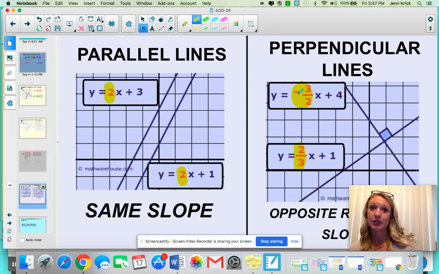If I told you that a slope was 1/7, and I wanted the perpendicular slope, you would tell me -7 because it'd be -7 over 1.